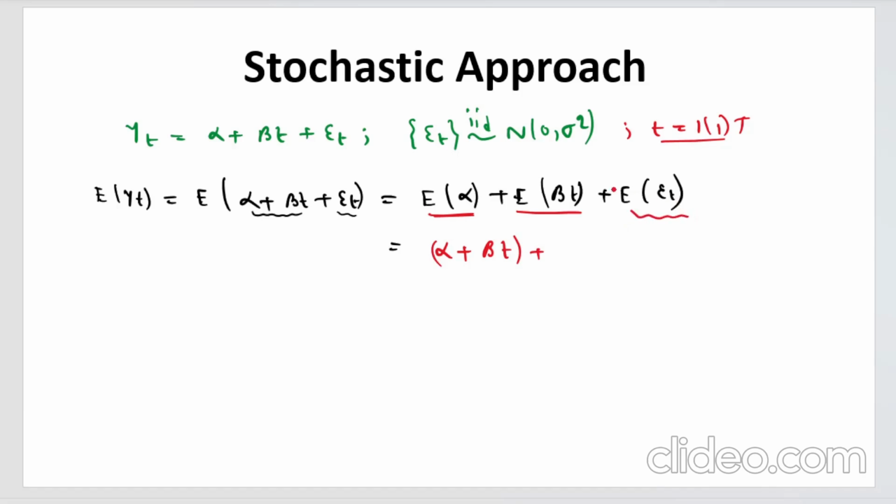What will be the expectation of epsilon t? Expectation is 0, right? Normal mu sigma square, mu is 0. So this is simply alpha plus beta t. I hope this is clear.